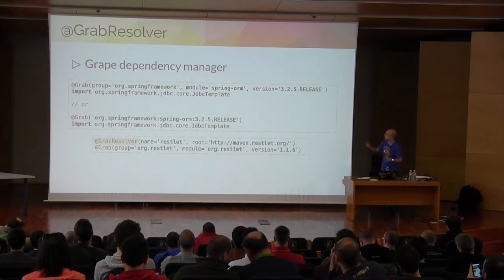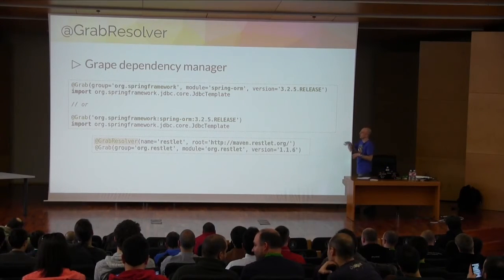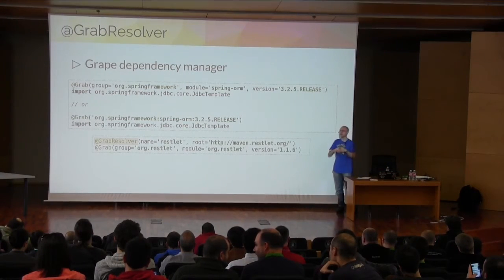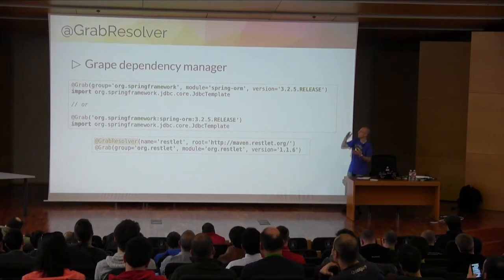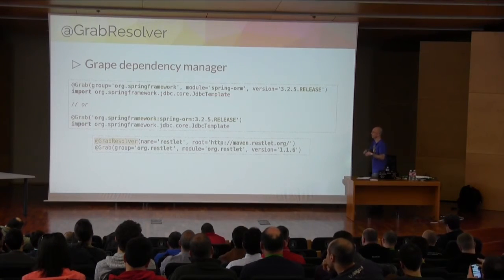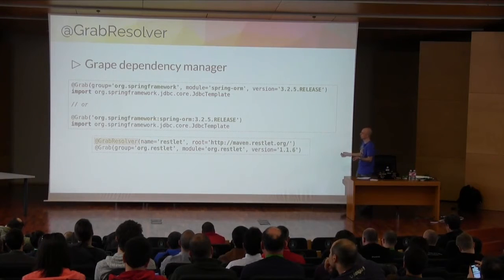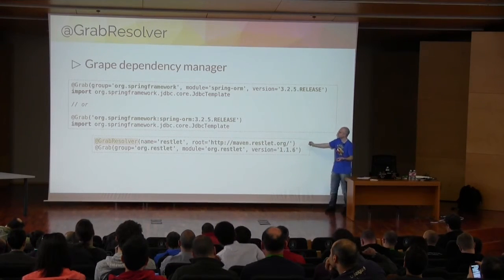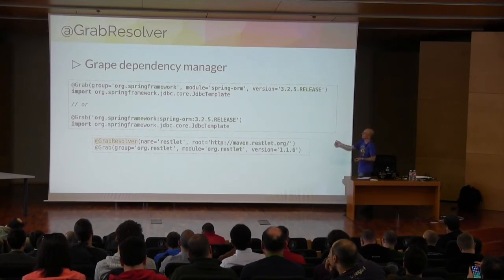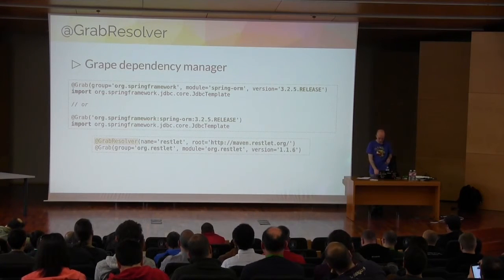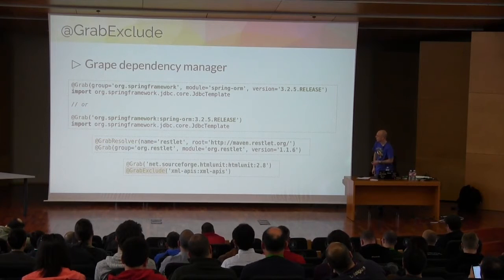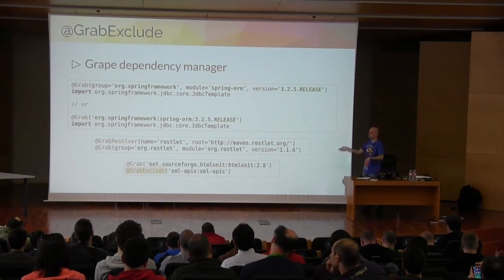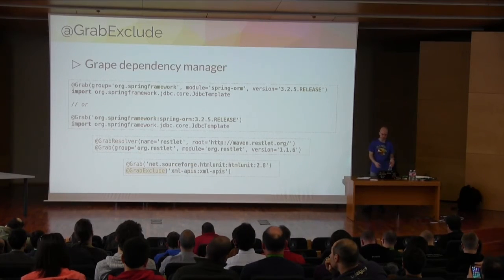Then we have @GrabResolver, because @Grab only looks for dependencies in Maven Central, but sometimes you want to add another repository. So for example, you can add this @GrabResolver with this Maven repository and then use the @Grab annotation. And with @GrabExclude, you can, for example, exclude some transitive dependencies.